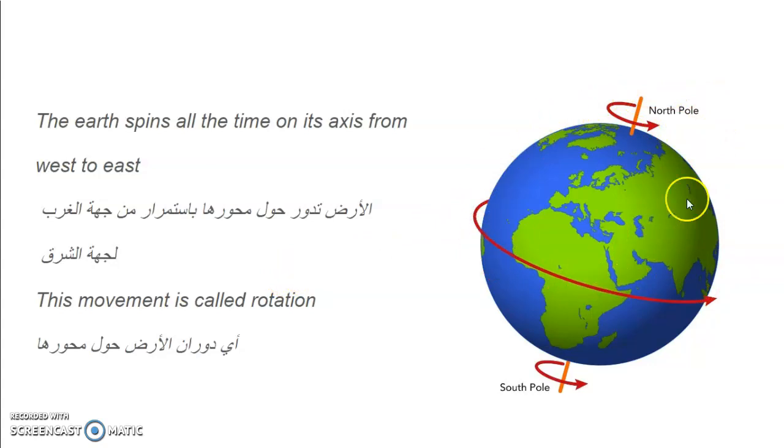The earth spins all the time from west to east. This is called rotation. Repeat after me. This is called rotation. This happens when the earth spins all the time on its axis. باستمرار ما بتوقف. It will never stop.